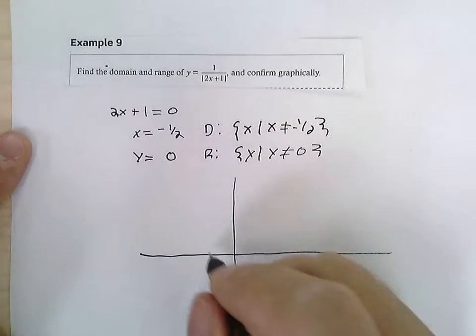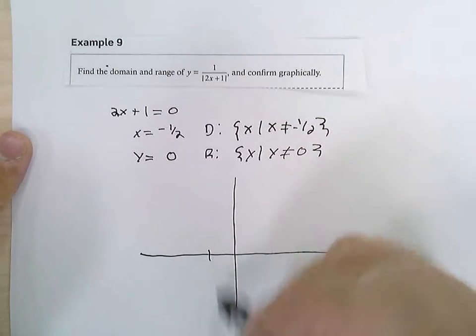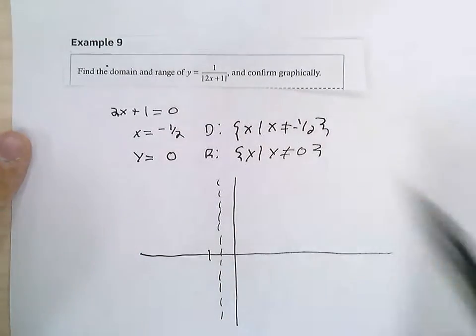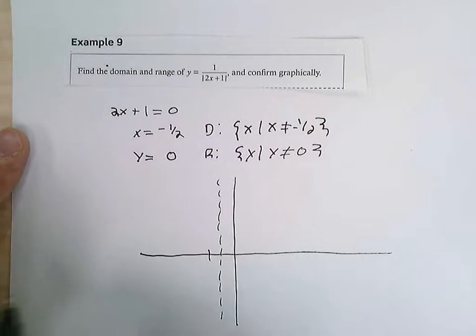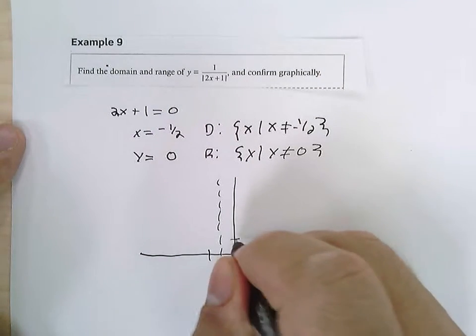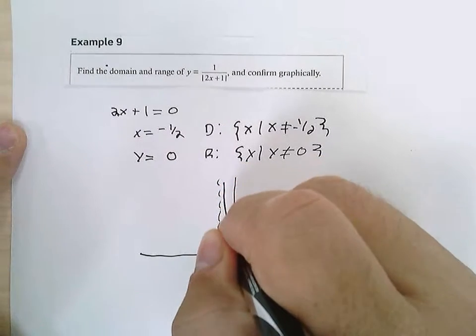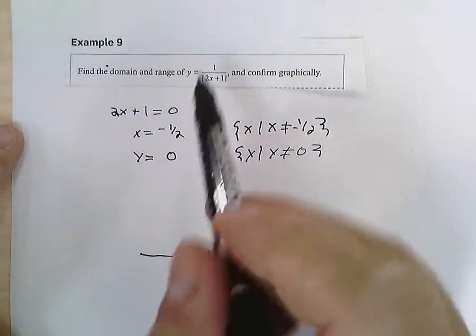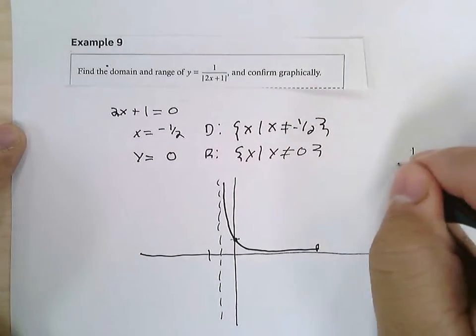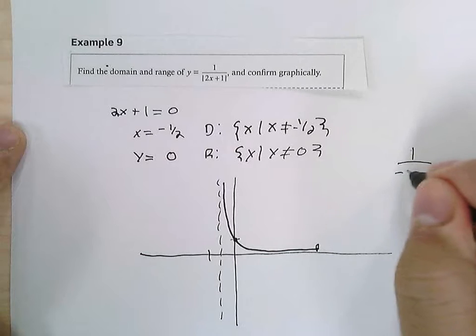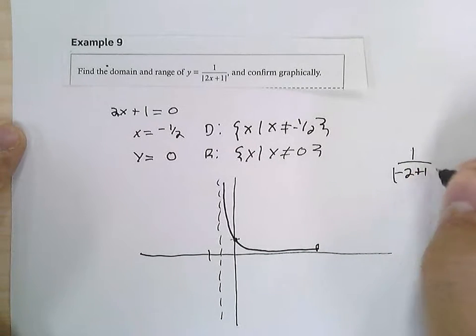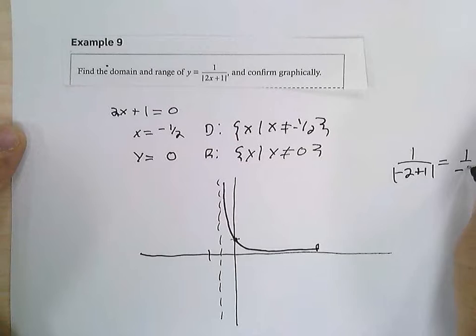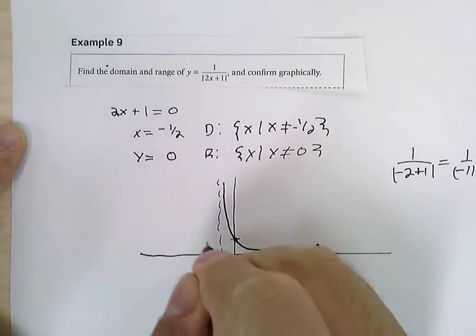Well, I know I have a vertical asymptote at negative a half, and then a horizontal asymptote at y equals 0 or the x-axis. When I plug in 0, I get 1, so I know over here it's going to look like this, right? But if I plug in negative 1, I'd get 1 over negative 2 plus 1, but it's got to be the absolute value, which is 1 over negative 1, which is just 1. So it just goes like this.